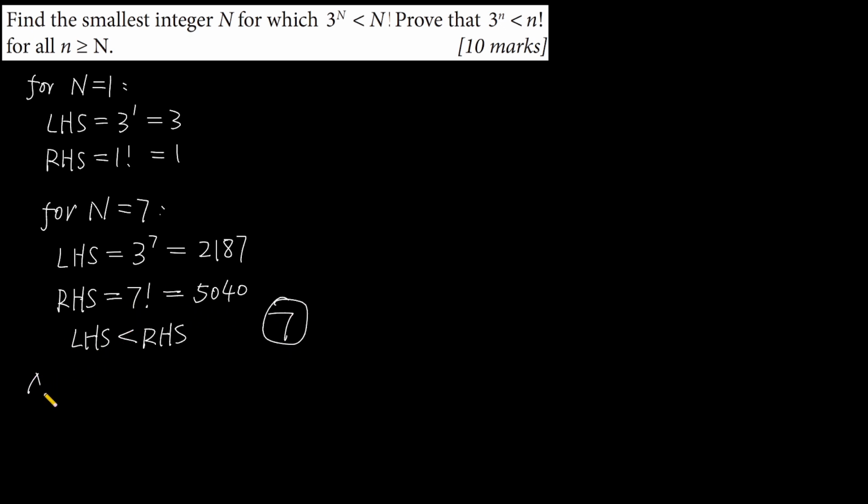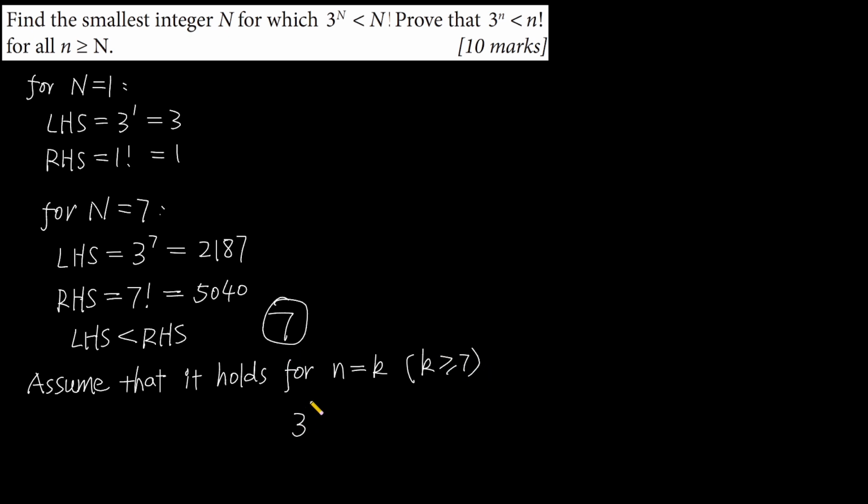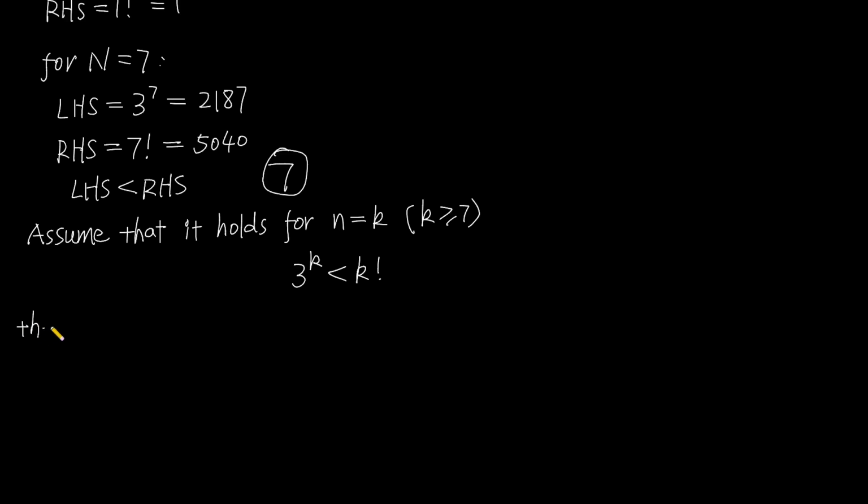Now we assume that it holds for n equals k, and k is larger than or equal to 7. Then we have 3 to the power of k is smaller than k factorial. Then for n equals k plus 1, the left hand side equals 3 to the power of k plus 1, and the right hand side equals k plus 1 factorial.